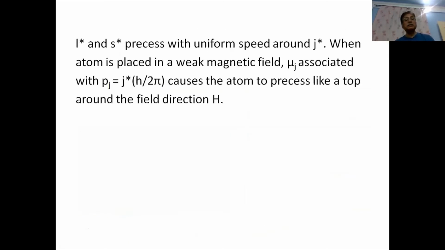L star and J star. These angular momentum vectors precess with uniform speed around J star. When the atom is placed in a weak magnetic field, mu J associated with Pj, where Pj is equal to J star h by 2 pi, causes the atom to precess like a top around the field direction H.